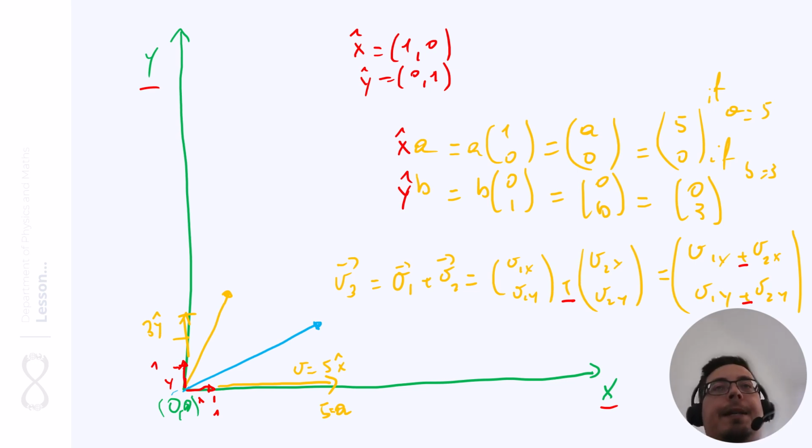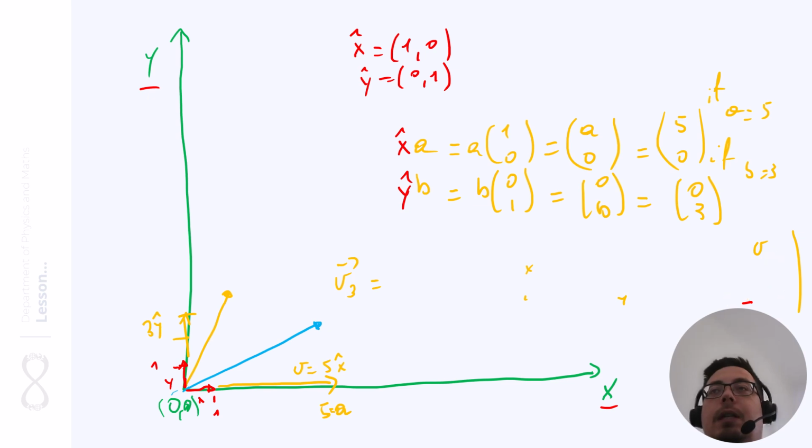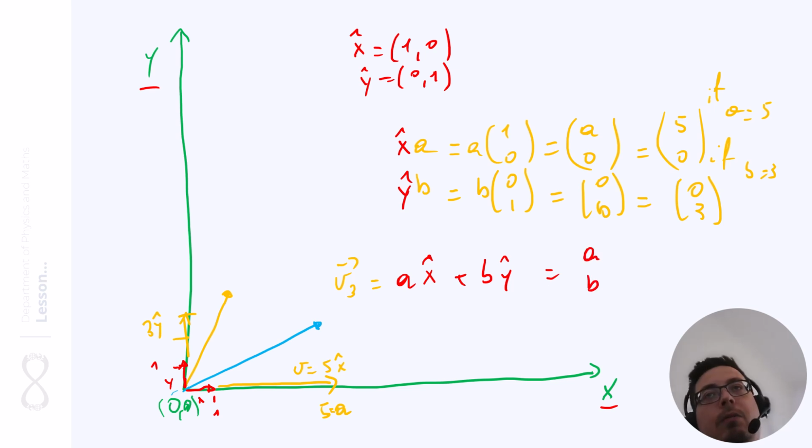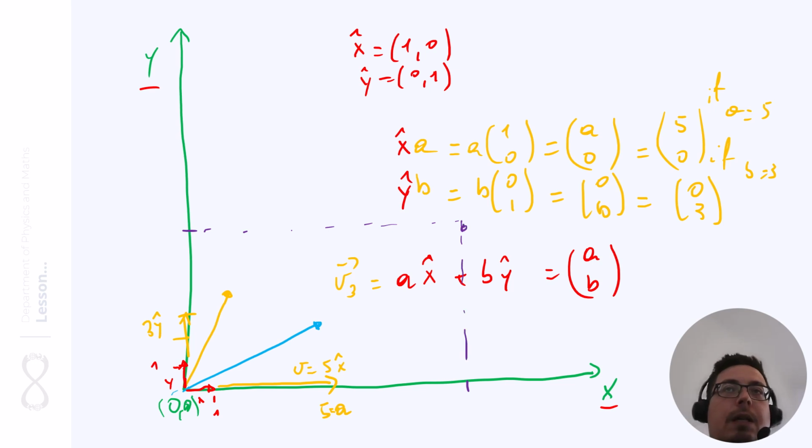Okay, so let's see how we can find V3 as a composition of X and Y. We see that it can be easily written as AX plus BY. This is a standard way to write it. Since A is arbitrary and B is arbitrary, it can be any vector. It can be this one here, or this one here. It depends on A and B, right? So these are all V3, V4, any vector.